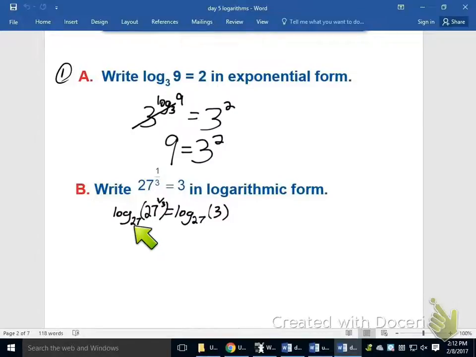Over here on the left, the base of 27 of the logarithm and the base of 27 of the exponential cancel. And you're left with simply the 1/3 equals logarithm with a base of 27 of 3. And now I've got my answer in logarithmic form. So I know 1/3 is the exponent that will raise 27 to the third power. Really useful for solving problems whenever it doesn't come out to a rational answer.